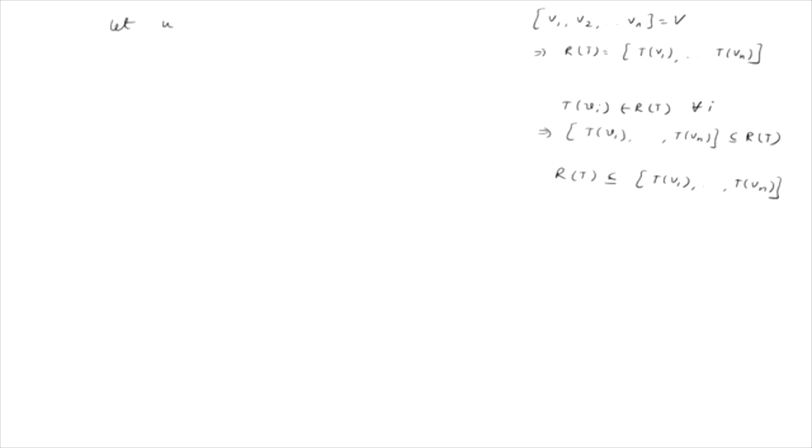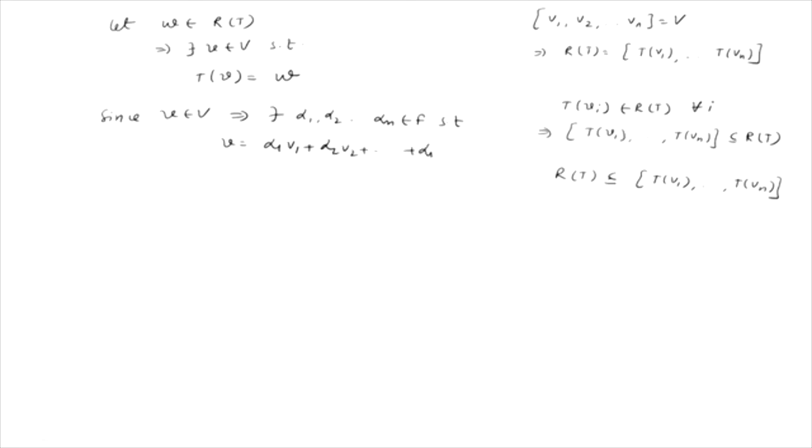So let some w belong to R(T). If w belongs to R(T), this implies there exists some v belonging to V such that T(v) is w. Now since this v is in V, and V is equal to the span of v1, v2 up to vn, this v can be expressed as a linear combination of elements of this set. So there exist alpha 1, alpha 2 up to alpha n in the field such that v = alpha 1 v1 + alpha 2 v2 and so on up to alpha n vn. Now T(v) will be, since T is linear, alpha 1 T(v1) and so on, alpha n T(vn). That means it belongs to the span of T(v1) up to T(vn).